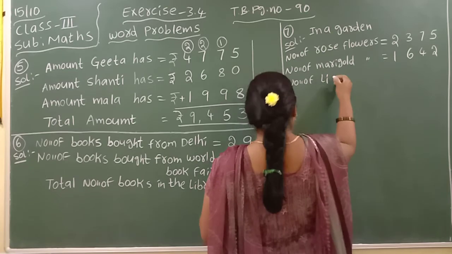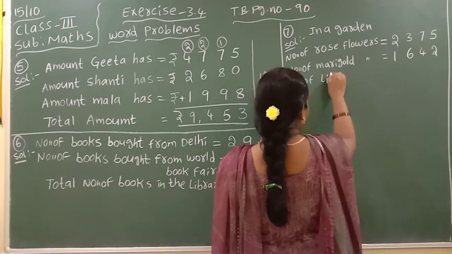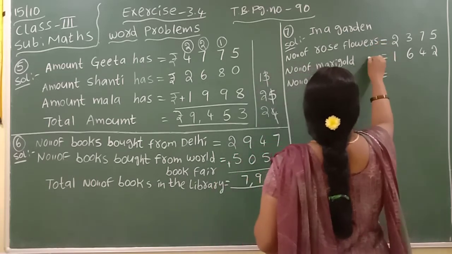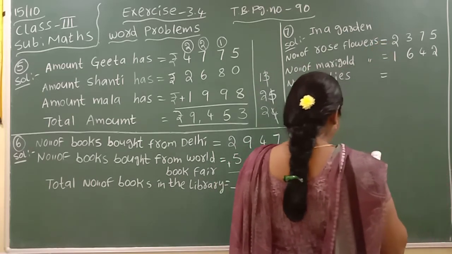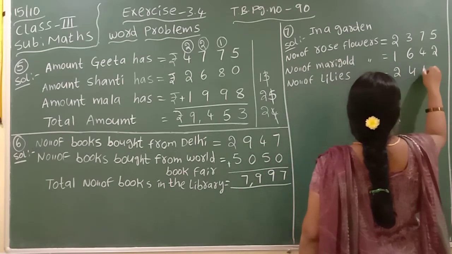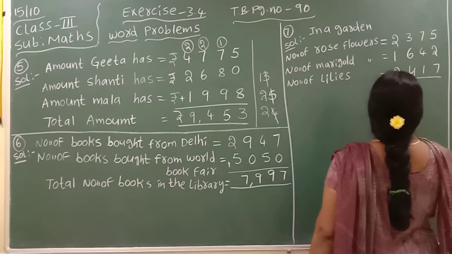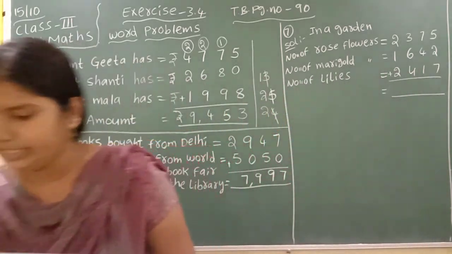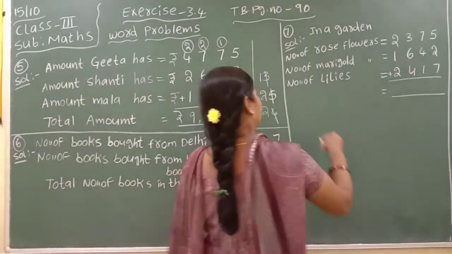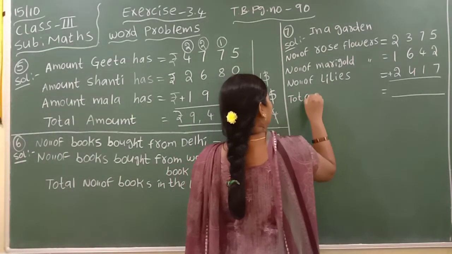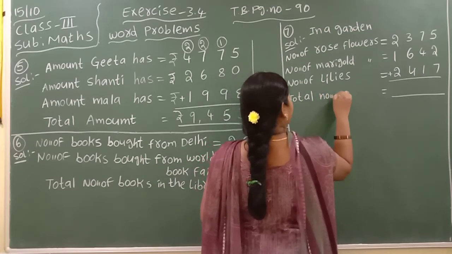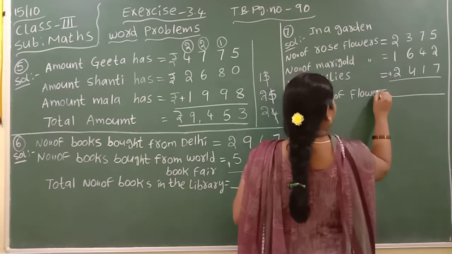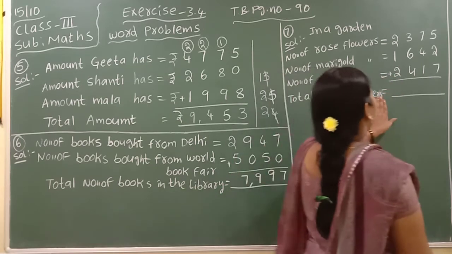Next, number of lilies is equal to, here how many? 2417. Here you have to do the addition, and we want 3 in all. Total number of flowers. We want, this means you have to do the addition here.